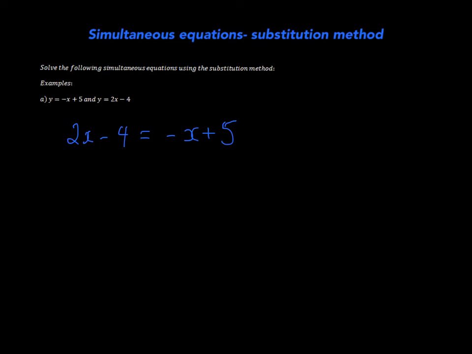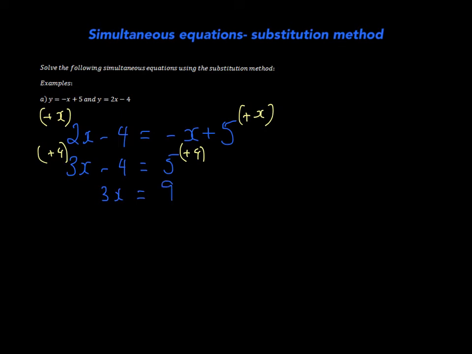Just like we've done before, we want to get a value for x. So I'm going to plus x to both sides because I want x to be on the left hand side. That'll give me 3x minus 4 equals 5. I'm going to then plus 4 to both sides. That'll give me 3x equals 9. And my final step, I need to divide by 3. That'll give me x equals 3.